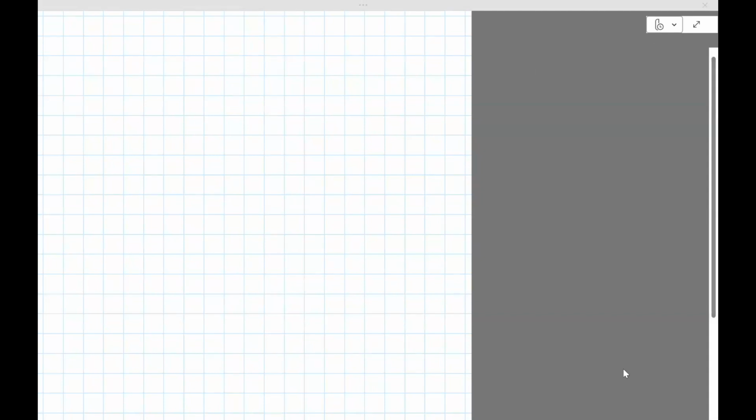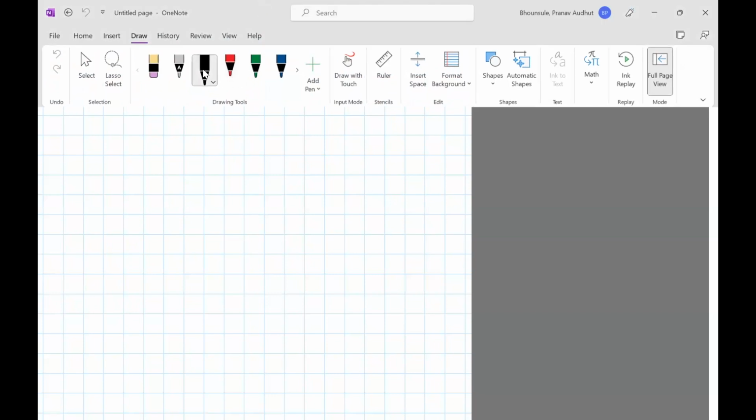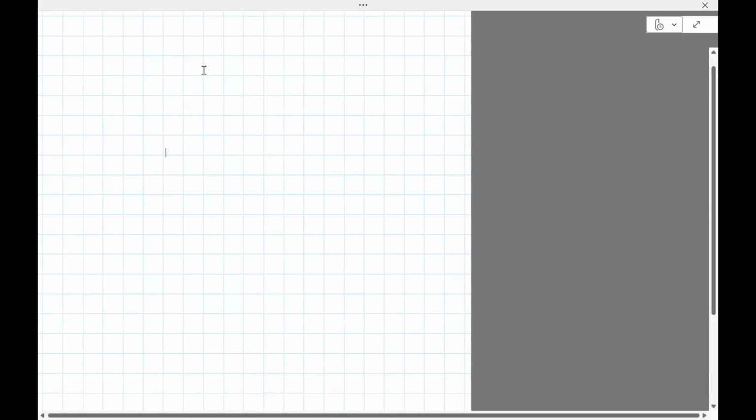Okay, so where we are in chapter 6. Chapter 6 is on solving a system of equations. So what do I mean by system of equations? Let me write down an example of a system of equations.